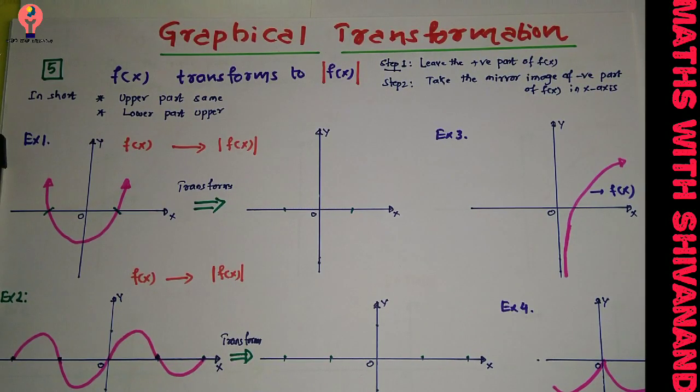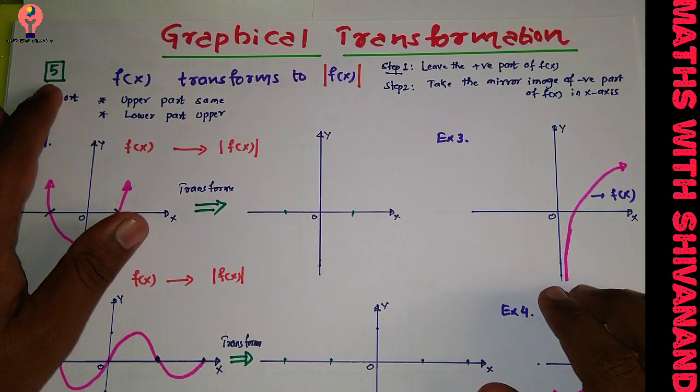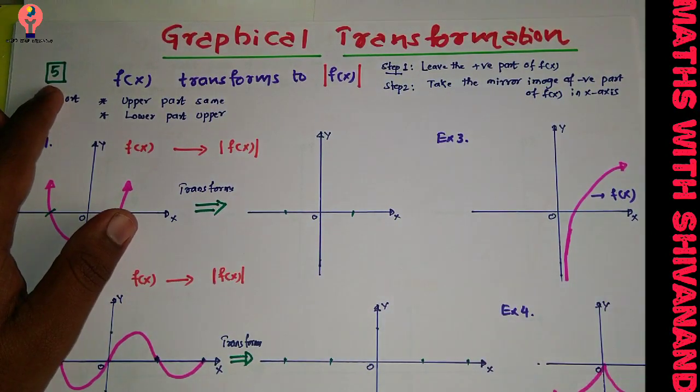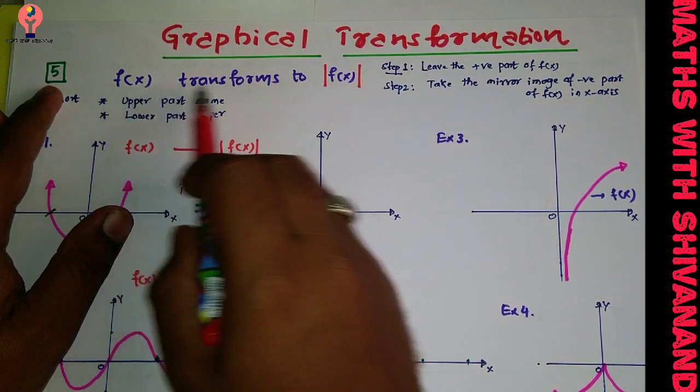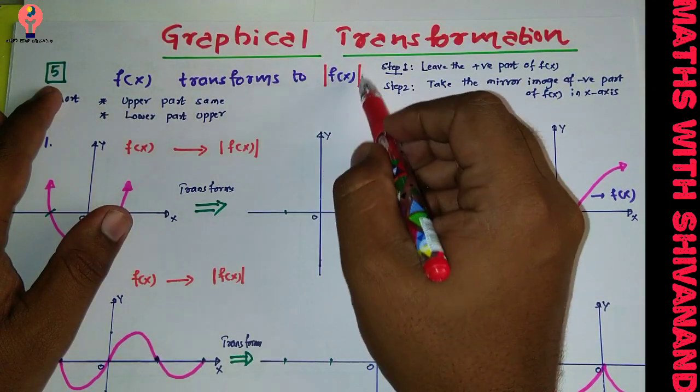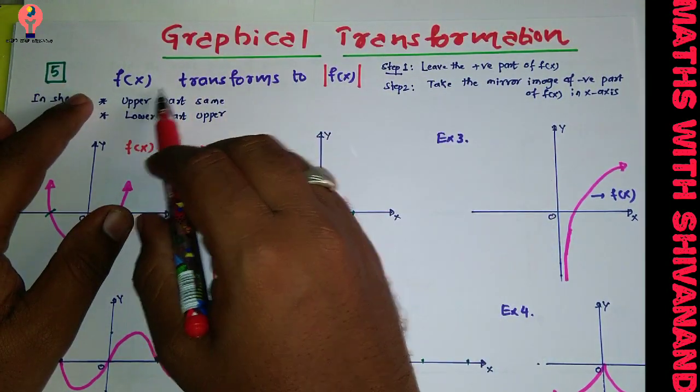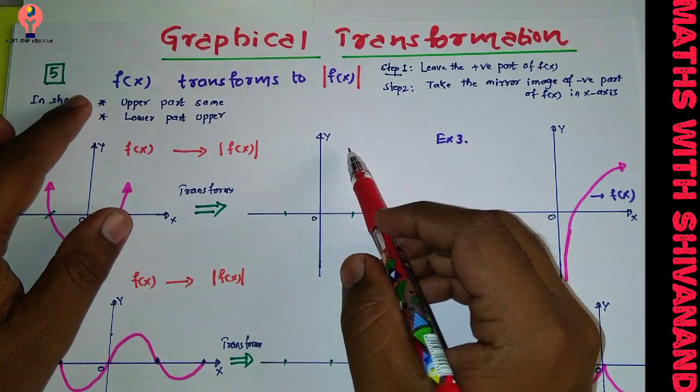In this session, we are studying graphical transformation. It's the fifth transformation we are studying. The fifth transformation is what here? f of x transforms to modulus of f of x.